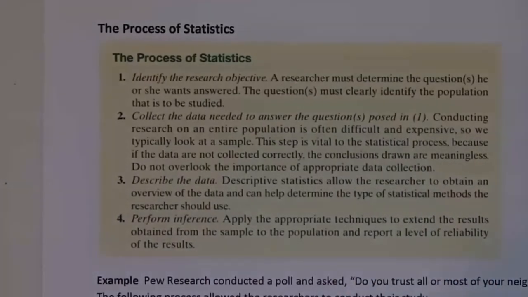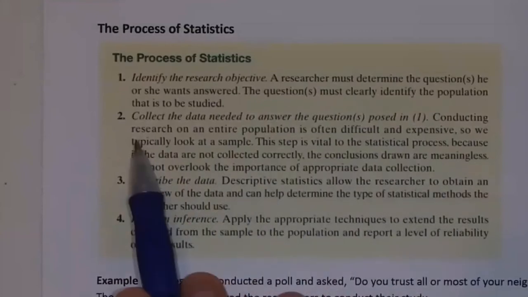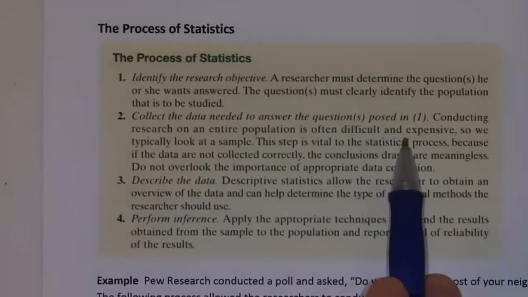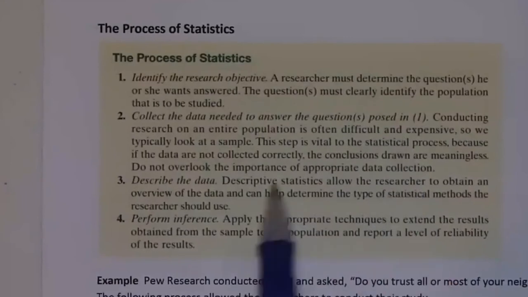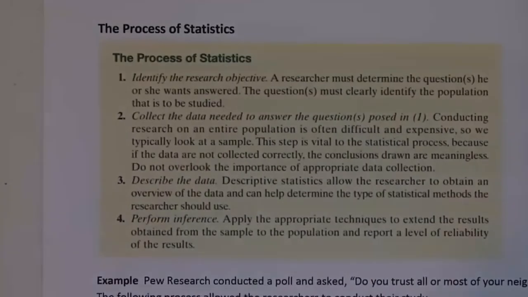Typically this will involve sampling rather than being able to get information from the entire population. So almost always we will use samples of data rather than the entire population of data. As we go through this class, there are appropriate and inappropriate ways of collecting data. To get reliable results, we need to collect the data appropriately. We'll actually be talking about that a little bit later in chapter 1.